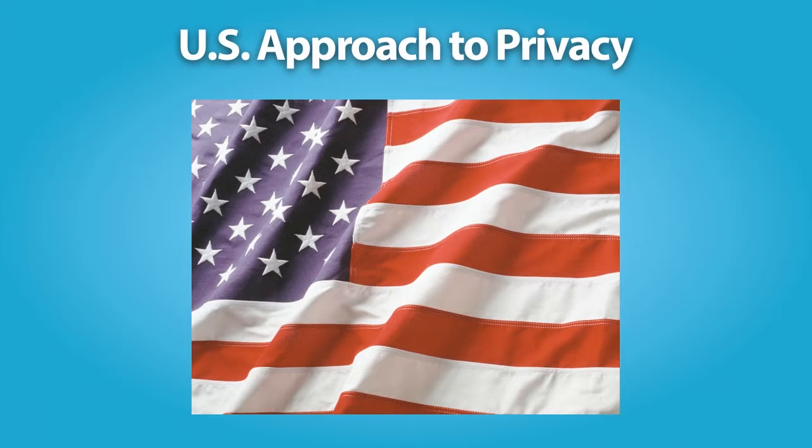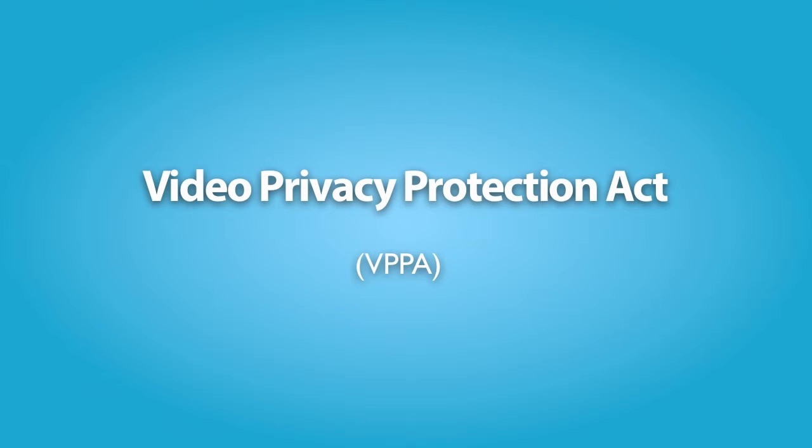U.S. privacy laws and approaches have developed over time and often in a haphazard way in response to a specific privacy incident. For example, passage of the Video Privacy Protection Act was in response to the publication of Supreme Court nominee Judge Robert Bork's video rental records by a newspaper during his confirmation hearings.